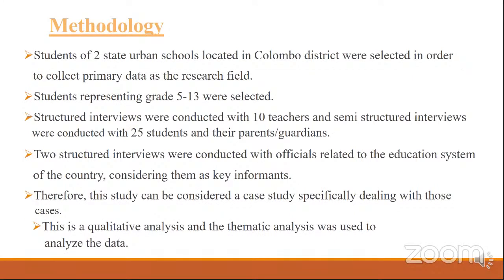Moving to the research methodology, students of 2 state urban schools located in the Colombo district under the governance of the Colombo Municipal Council were selected in order to collect primary data. Colombo has been considered as the commercial hub and the main urban area of Sri Lanka, with a population of over 1 million people, and students representing grade 5 to 13 were selected.